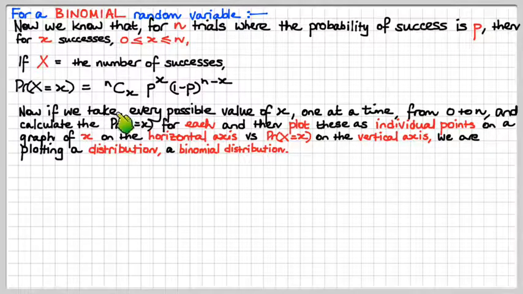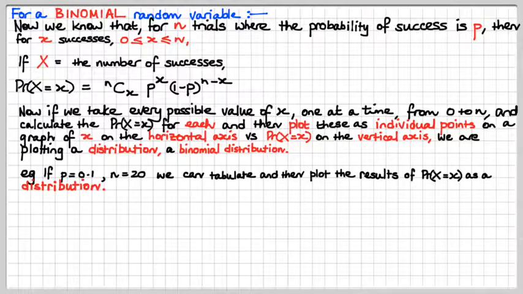So, this is the deal. If we take every single possible value of the number of successes from 0 right up to n, one at a time, and calculate the probability that the number of successes equals each of those values, and then we plot these as individual points on a graph, with x, the number of successes we're considering, on the horizontal axis versus the probability that the number of successes will equal that value on the vertical axis, we are plotting a distribution, a binomial probability distribution, guys, and that's what this session's all about, okay?